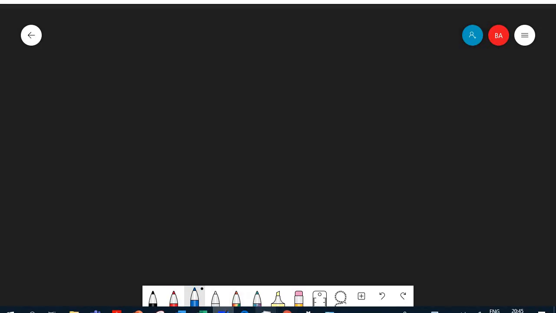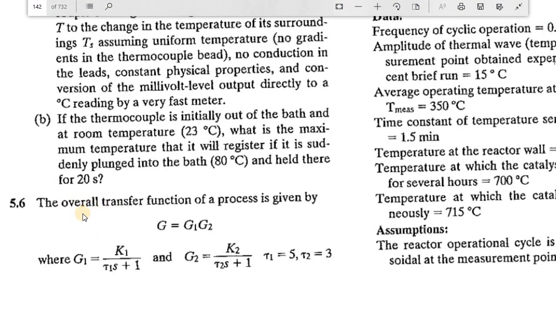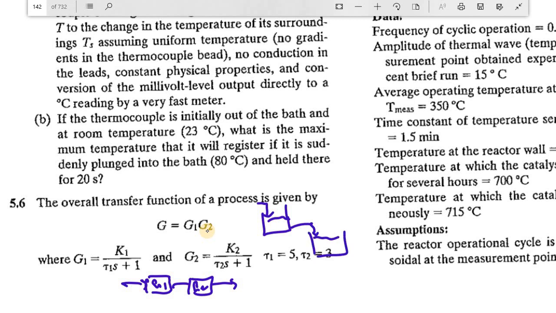Looking at 5.6, the question says the overall transfer function of a process is given by G equal to G1 by G2. So here we are talking about two transfer functions in series. If you have two transfer functions in series, you multiply them. Two functions in series also looks like having two tanks in series, and there are many examples of things in series.